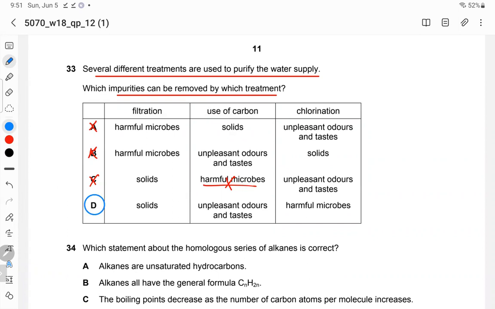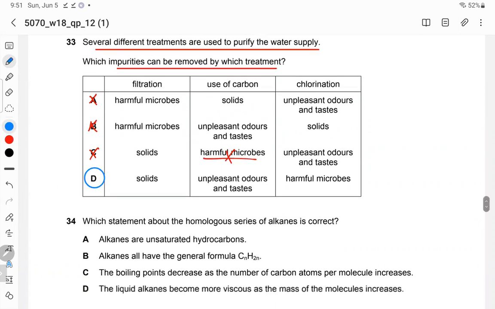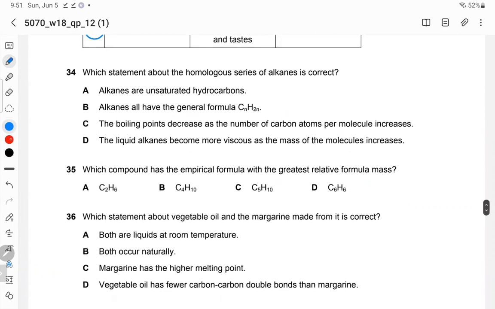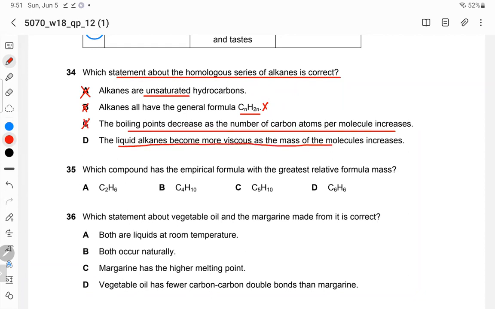जी यहाँ तक clear है सबको? Now question number 34. Which statement about the homologous series of alkanes is correct? Alkanes are unsaturated? No, alkanes are saturated. Alkanes have a general formula of CnH2n? No, wrong. Alkanes have a general formula of CnH2n+2. The boiling point decreases as the number of carbon atoms per molecule increases? No, that is wrong as well. The liquid alkane becomes more viscous as the mass of the molecule increases. Yes, viscosity increases. They flow more slowly when there are more carbons.